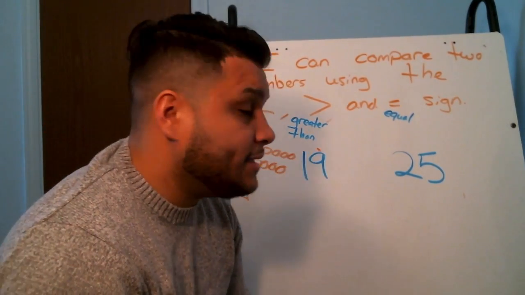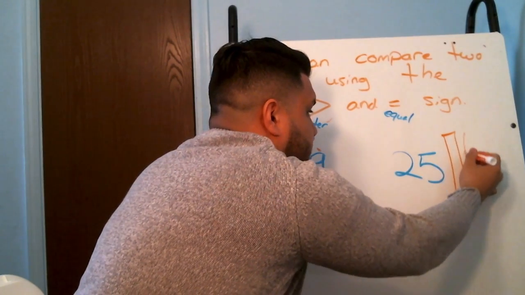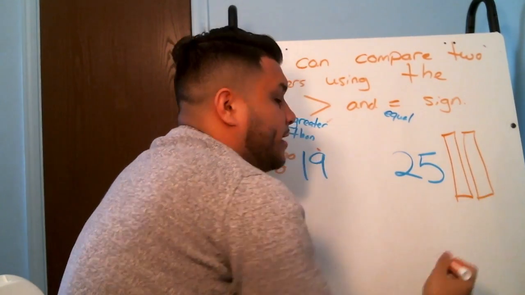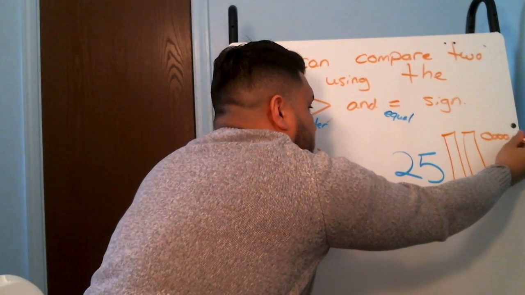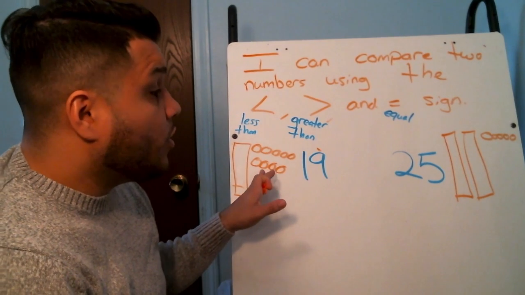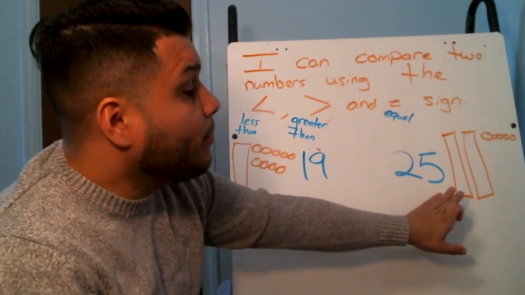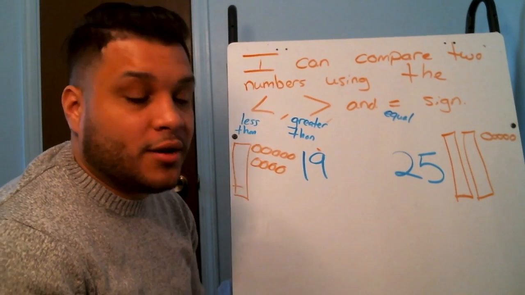25 has how many tens? 2 tens. And how many ones? 5 ones. 1, 2, 3, 4, 5. Even though there's more ones here, there are more tens over here. And tens are always greater than ones.